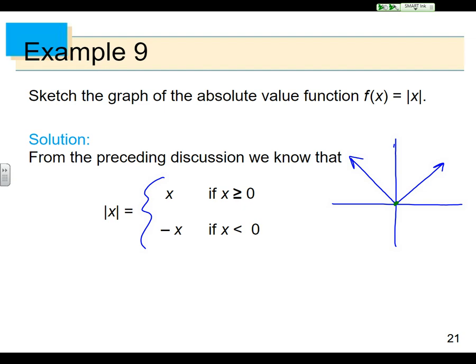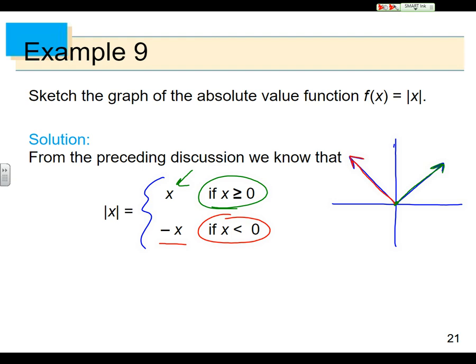And if you look at it, everything to the right is following just my identity function. Absolute value of x equals x. It's just a diagonal line that's going through the origin. Whereas everything that's to the left of 0, it just follows a slope of -1 that, again, goes through the origin. So that's where that comes from.